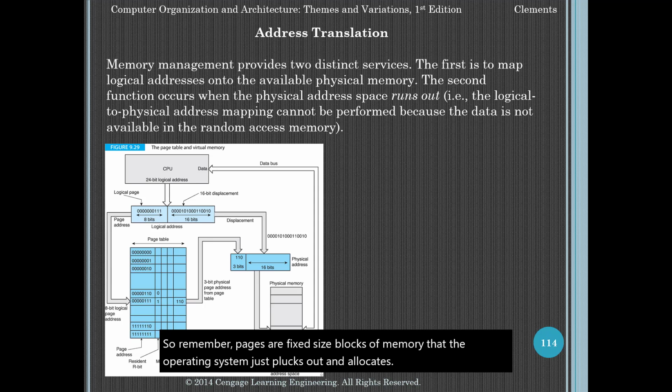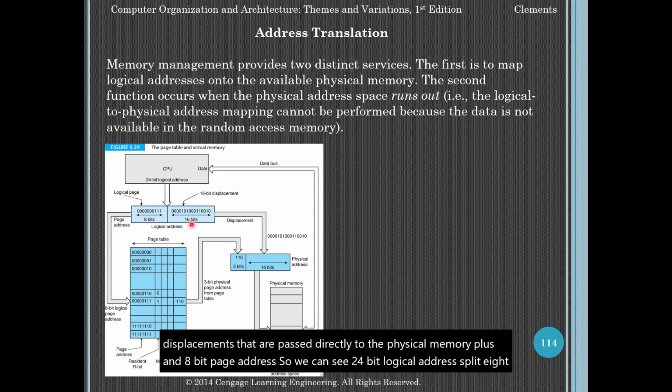And so this example uses a microprocessor with a 24-bit logical address bus. We can see 512 kilobytes of memory, and the 24-bit logical address from the processor is split into 16-bit displacements that are passed directly to the physical memory, plus an 8-bit page address. So we can see 24-bit logical address, split 8 bits, 16 bits.